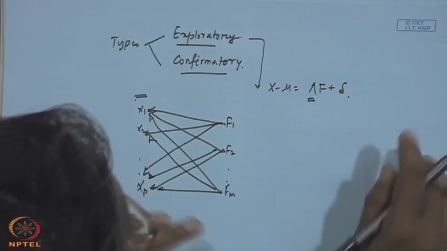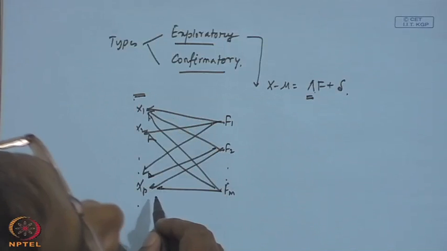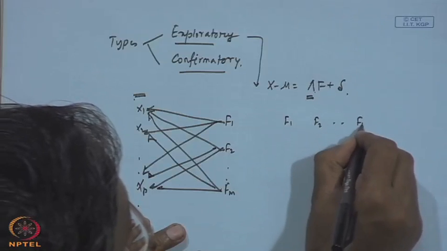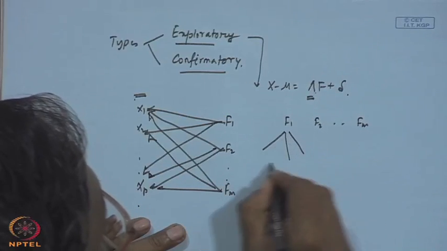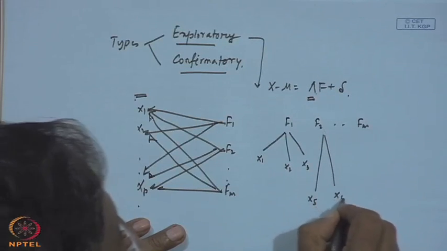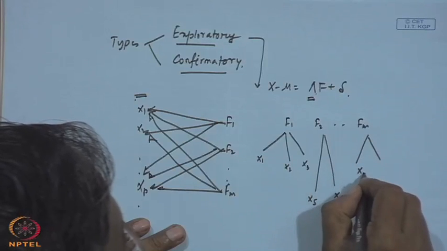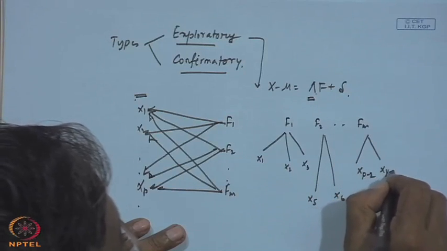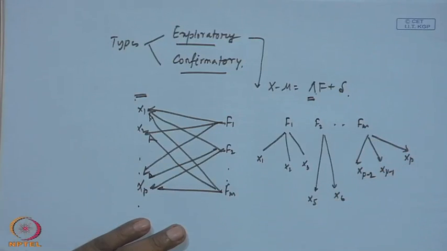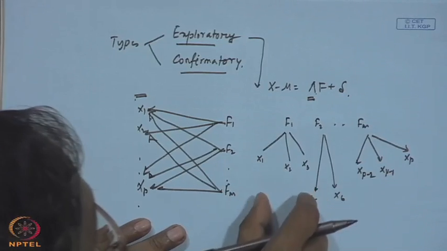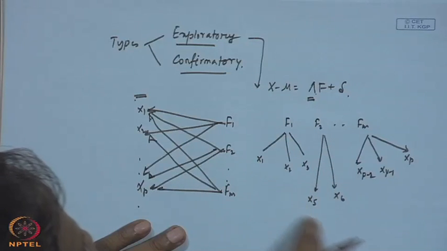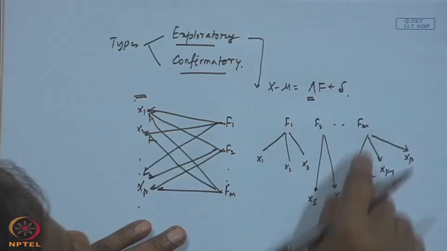Getting me? Now, confirmatory factor analysis is different. What is that? There you say that f1, f2, suppose m factors are there, but you clearly know what are the x1, x2, maybe x3, and the variables x5, x6. So, let it be x p minus 2, x p minus 1 and x p. You know clearly that 3 variables are because of factor 1, then another 2 manifest variables because of factor 2, this variable because of factor m.